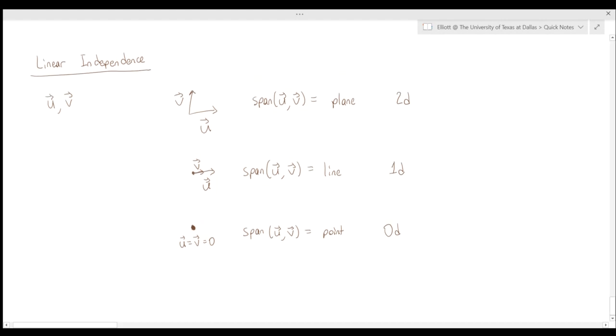All right, so with two vectors u and v, they will be linearly independent in the case that they span a 2-dimensional plane. If they span less than 2 dimensions, then they would be linearly dependent instead.